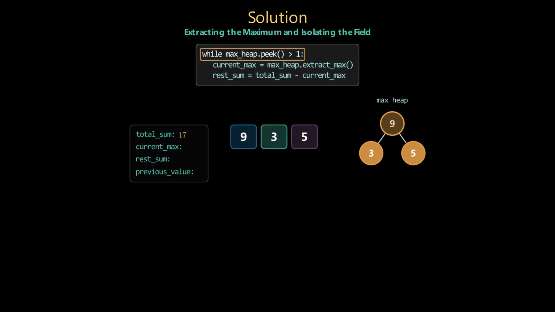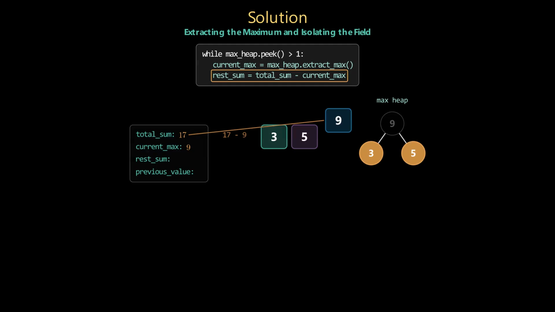We kick off our backward reduction loop, which runs as long as the largest number on our board is greater than 1. We pop off the current maximum element, which is 9, and subtract it from our total sum. This isolates our field weight. The other remaining elements combined have a total of 8.